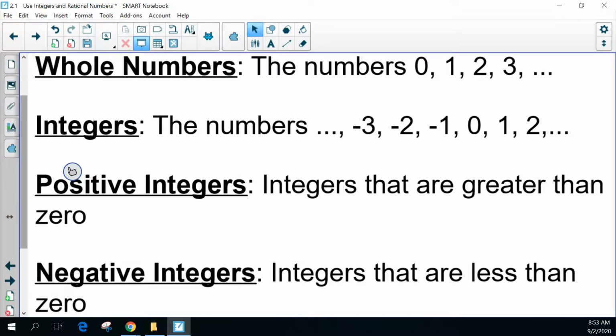Positive integers are obviously greater than 0. You can abbreviate. You don't have to write everything word for word. And negative integers would be less than 0. Whole numbers do not include negatives. So if somebody says, give me a whole number, negatives are not included in that.